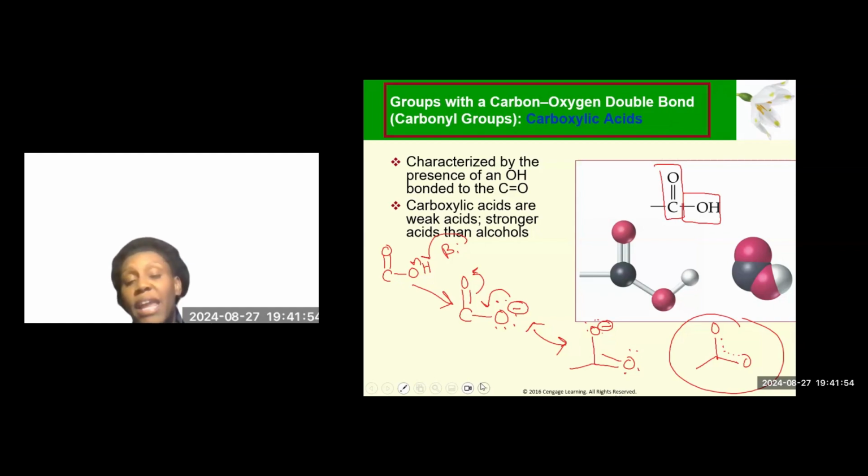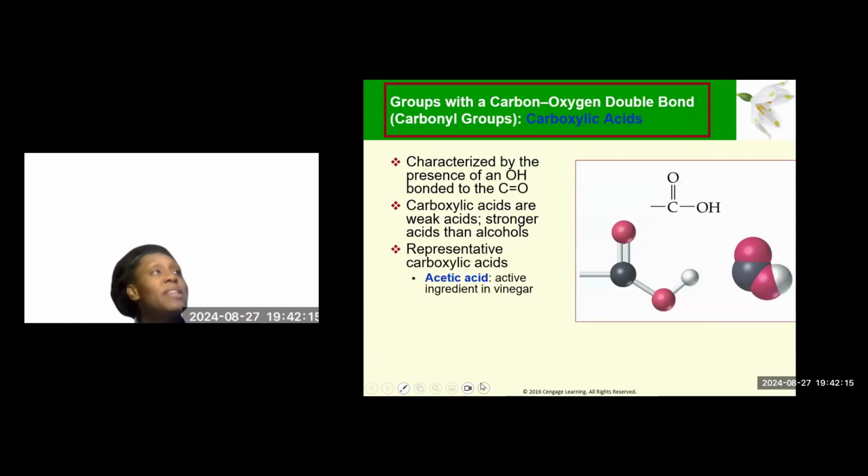Because remember, the acidity of a proton in organic chemistry has to do with stability and delocalization. And so because it's able to be stabilized, because of delocalization of these electrons, it's willing to give it up. Therefore, that hydrogen is very acidic.